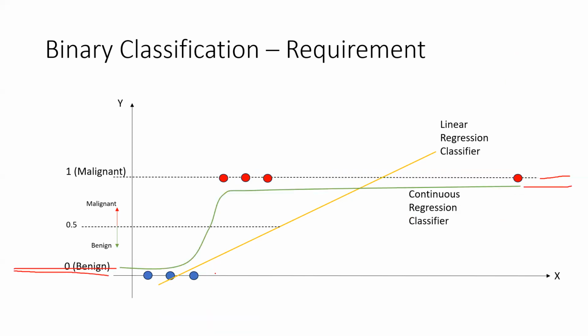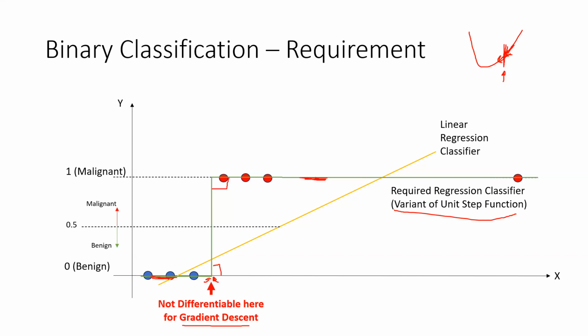Now what we can do is, instead of using this linear regression, earlier we tried to use the unit step function to predict it. This unit step function easily contains two classes. After this point, you have one value. Before this point, we have zero values. Because of this, this unit step function is a pure classifier, right?